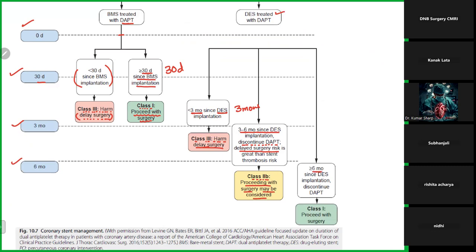After 6 months since DES implantation, you can discontinue DAPT and proceed with the surgery, a class 1 indication as such.